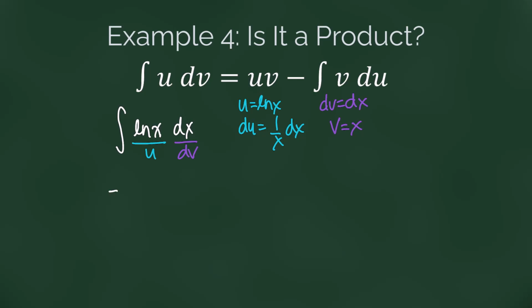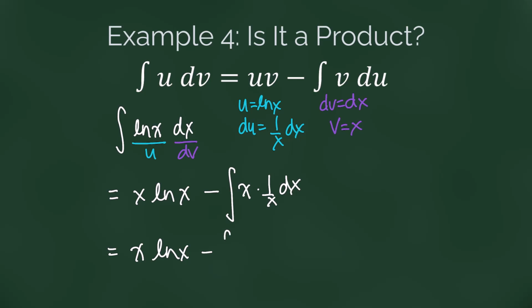Plugging into our formula, we get u times v is x ln x minus the antiderivative of v du, which will be x times 1 over x dx. We can tidy up that integrand on the right-hand side. We get x ln x minus the integral of dx, which gives us as our final answer x ln x minus x plus c.